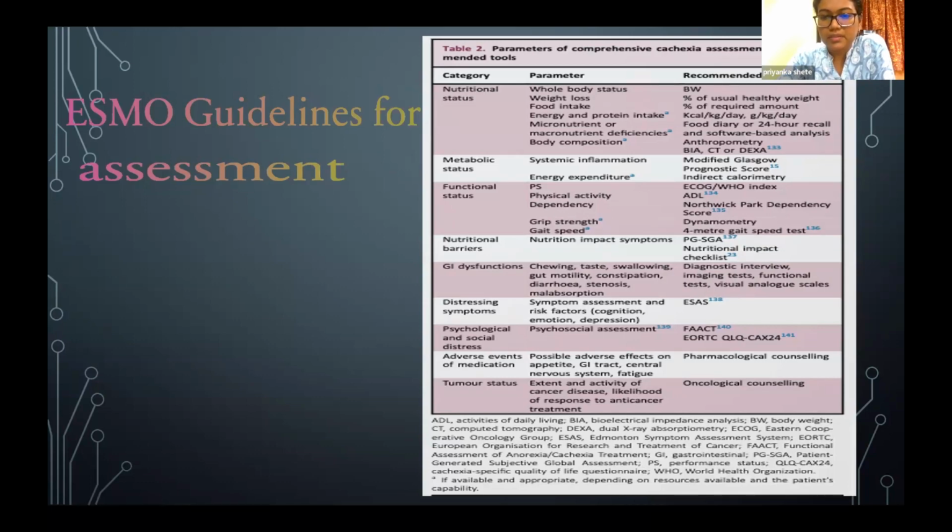Then distressing symptoms: for distressing symptoms, ESAS is commonly used. Then psychological and social distress: FACT and EORTC can be used. For adverse events of medication, pharmacological counseling is recommended, and for tumor status, oncological consultation is recommended.